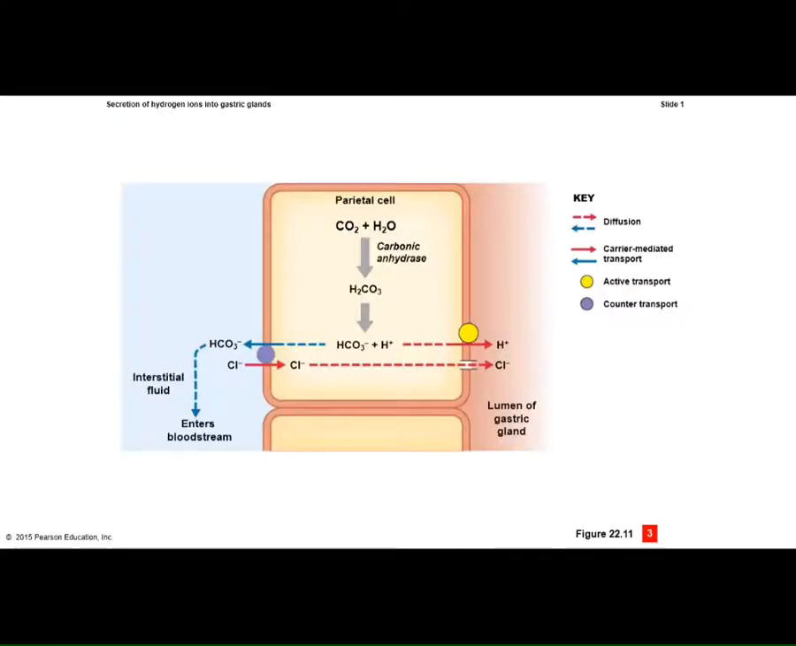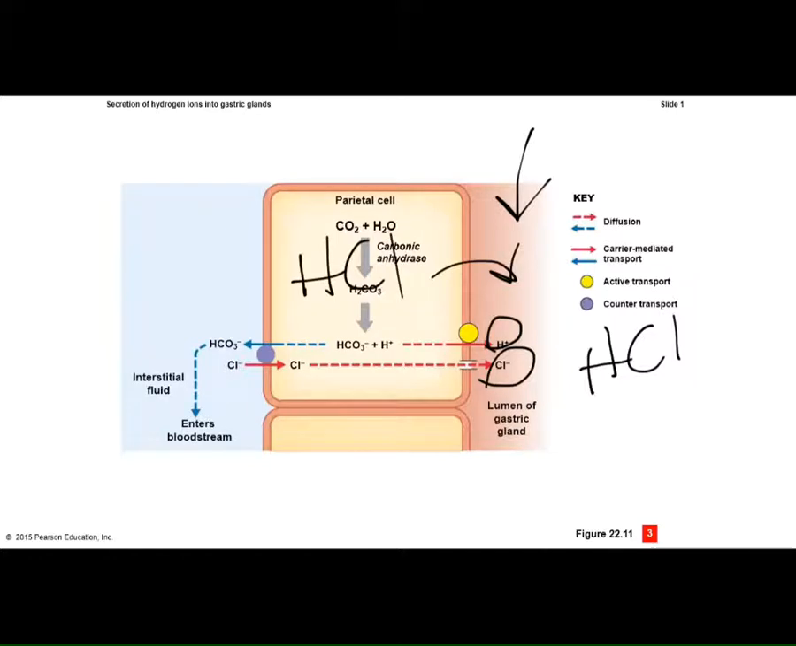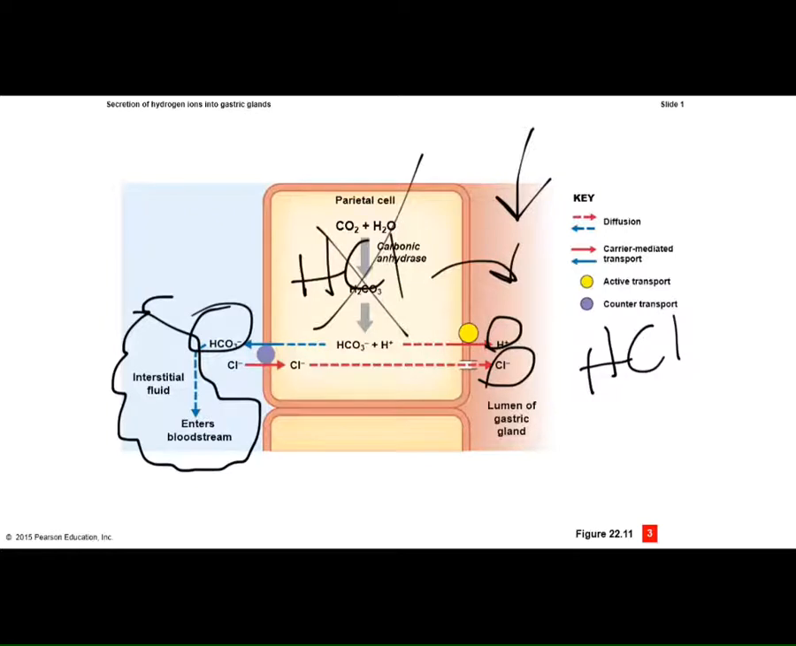So looking at the general story, here is the lumen of the gastric gland. And we have, again, hydrogen being released and chloride being released separately into the lumen to make HCl. The HCl is not being produced inside the cell, otherwise it would kill it. Where's that chloride coming from? The chloride is coming from the interstitial fluid, and it's being exchanged for bicarb, HCO3-.